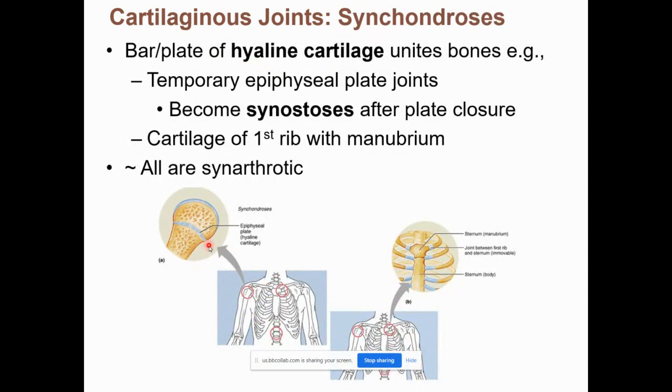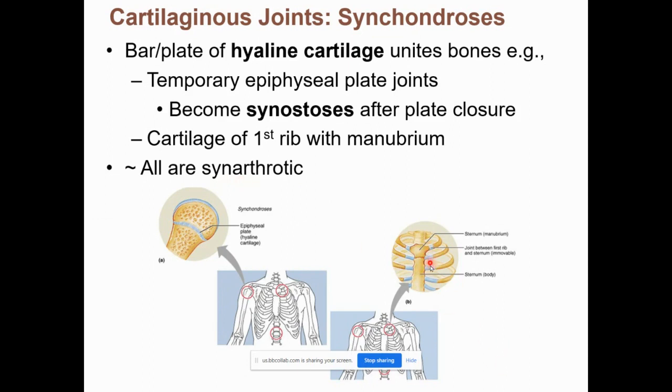The epiphyseal plates, which are gone by the time you're full grown, would make up a cartilaginous synchondrosis, whereas the cartilage of the first rib with the manubrium, and we know our bones from last unit, is your other cartilaginous synchondrosis, and that's pretty much it. These are immovable. They're synarthrotic. We know that from the functional classifications.